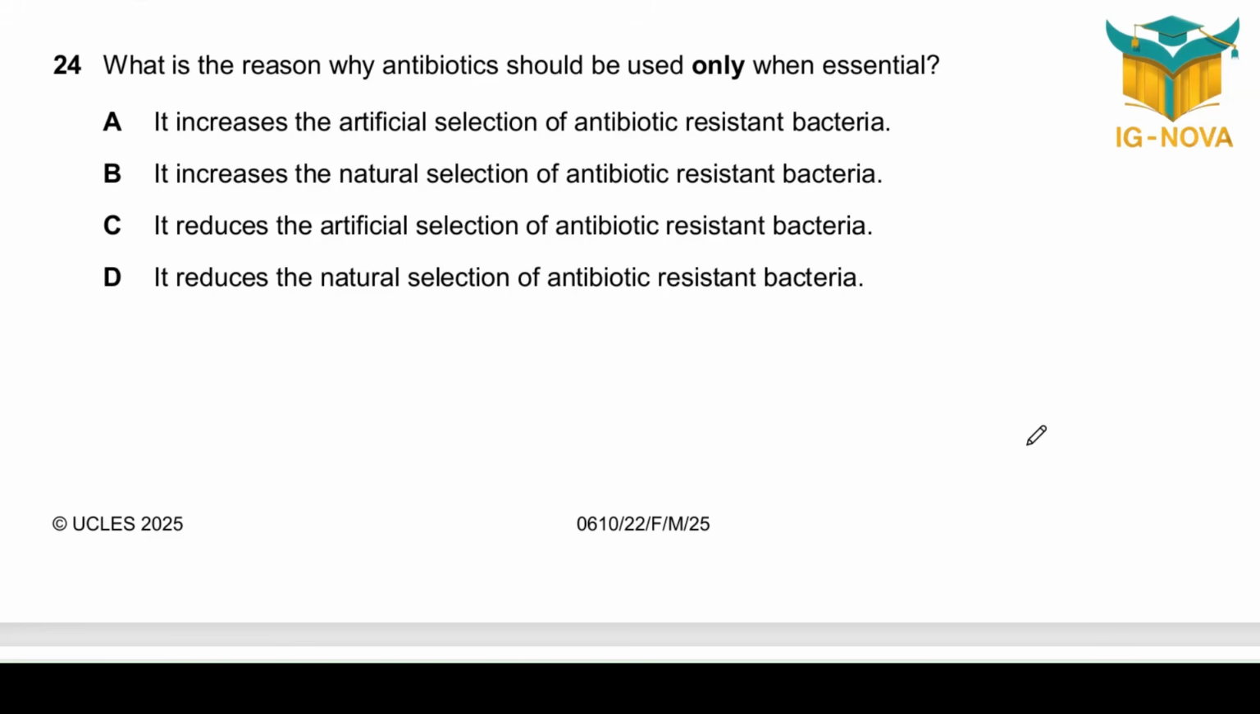What's the reason why antibiotics should be used only when essential? To prevent antibiotic resistance, to prevent natural selection. Artificial selection here is irrelevant. There is natural selection idea, so B, D could be correct. To decrease the natural selection, I need to use it wisely. That's why I use it wisely.